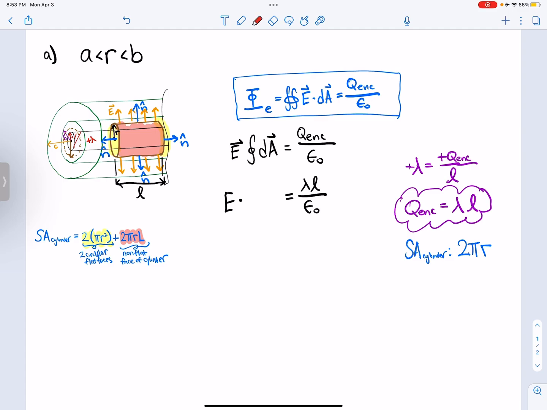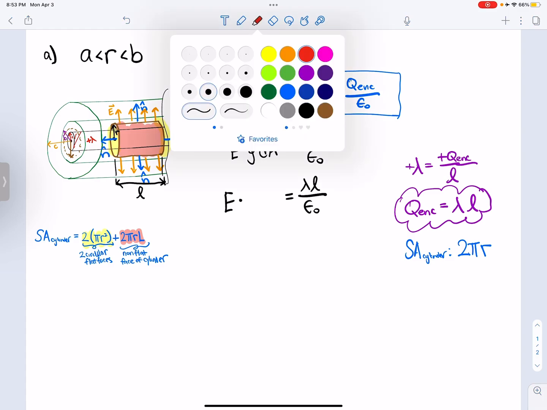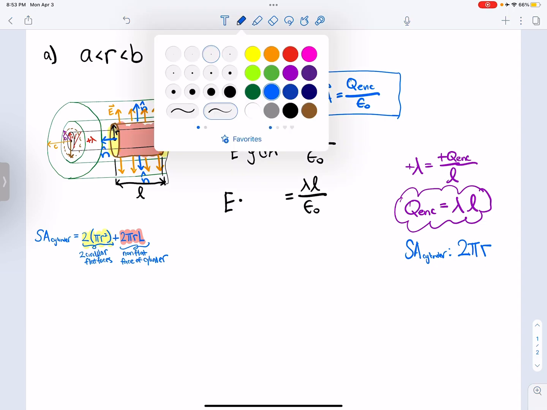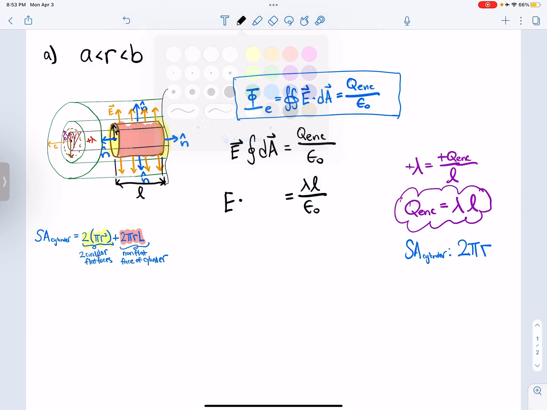So if you guys don't have this formula for the surface area of a cylinder in your cheat sheet, I highly recommend to have that, okay? Again, that's what we will plug in for our dA right here. That's just going to become the surface integral of dA, which is just going to be the surface area of a cylinder.